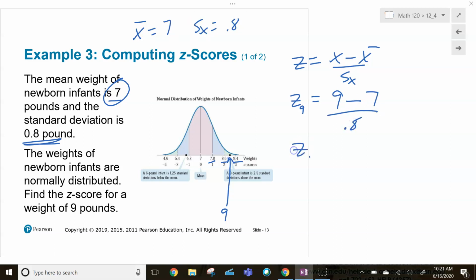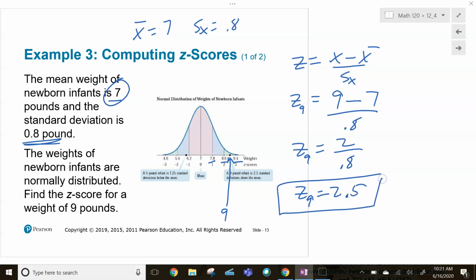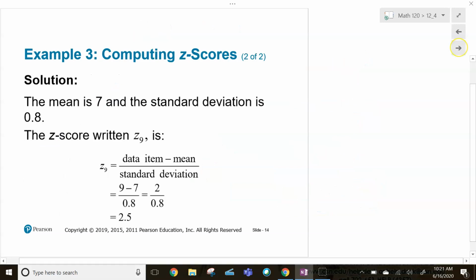And then I just punch this in. 2 divided by the 0.8, and you get your z-score of 2.5. So this is saying a baby that weighs 9 pounds is 2.5, that's a big baby, right? Has 2.5 standard deviations above the mean, right? Because the mean baby weighs 7 pounds. And this is a 9-pound baby, right? 2.5 standard deviations above the mean.